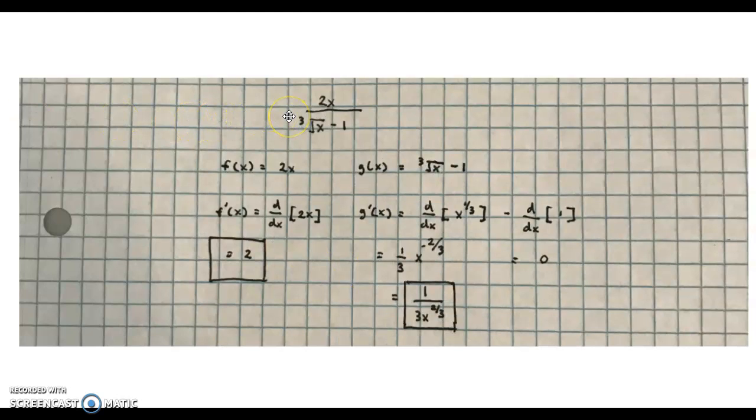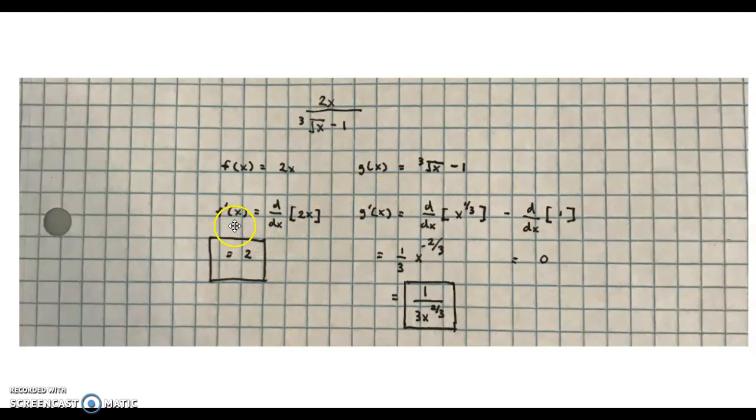So the sample problem I'm giving you is using different numbers, so it'll be the same concept, but the calculations will be a lot easier in the actual problem. So we can assign 2x to be f of x in relation to the formula, and we can assign cube root of x minus 1 as g of x.